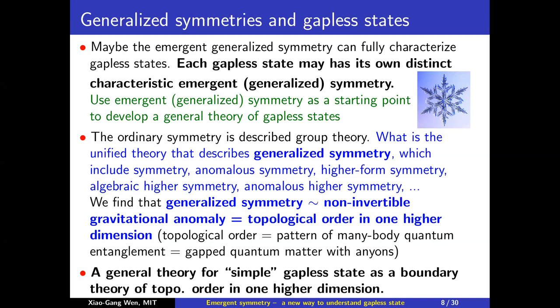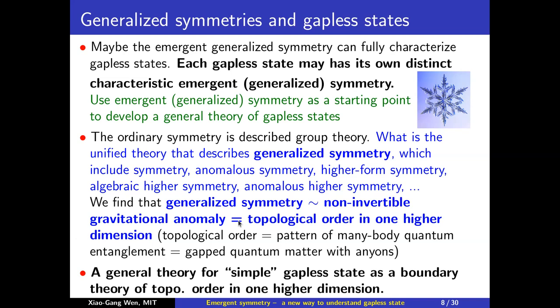But to really push this idea forward, one needs a unified theory for generalized symmetry, because you can see the symmetry can be described by a group, a higher group, it can be anomalous, or maybe even beyond a higher group, so it's a mess. However, it turns out that there's a better way to view all those generalized symmetries in a single framework. Right now I just throw out some jargon, and I will explain later. This generalized symmetry is like a so-called non-invertible gravitational anomaly, which is essentially the same as a topological order in one higher dimension.